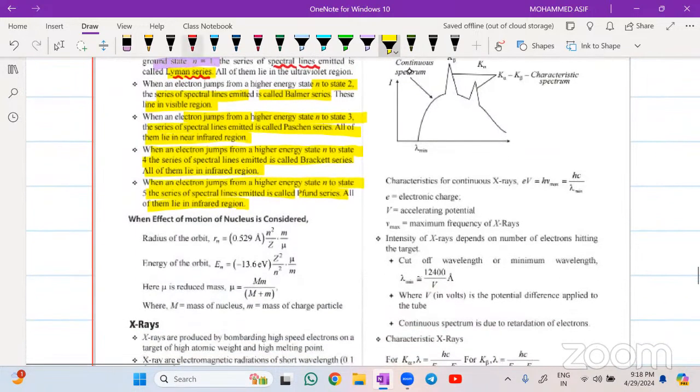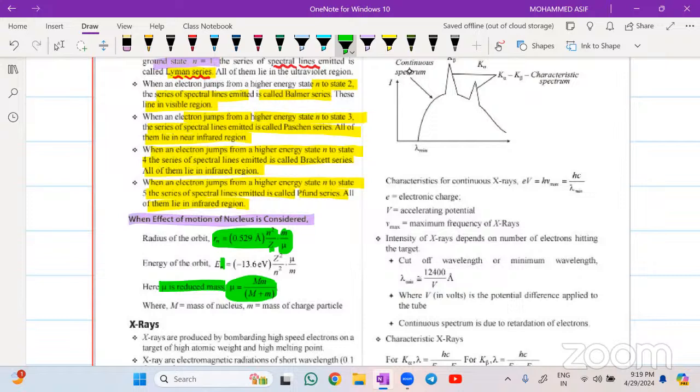Isn't it? So with the effect of nucleus, this is a little important. If we consider the motion of the nucleus, then the radius of the orbit will be Rn is equal to 0.529 angstrom n square divided by Z, into M divided by mu, where mu is known as reduced mass, the formula being capital M small m divided by capital M plus small m. This does not come 90% of the time, but still if you want to remember it, remember it, otherwise you can leave this one, beta. If the motion of the nucleus has been considered, energy of the orbit will be En is equal to minus 13.6 electron volt Z square divided by n square, mu into m. So you can leave this one. That is not required.